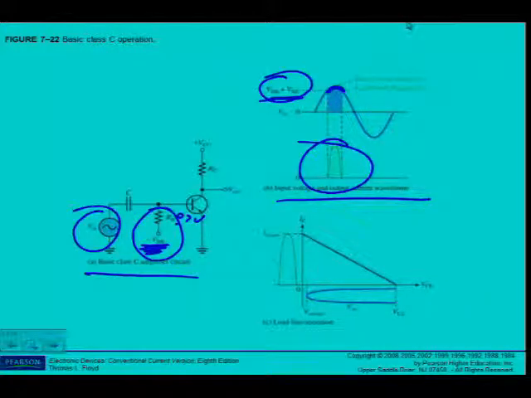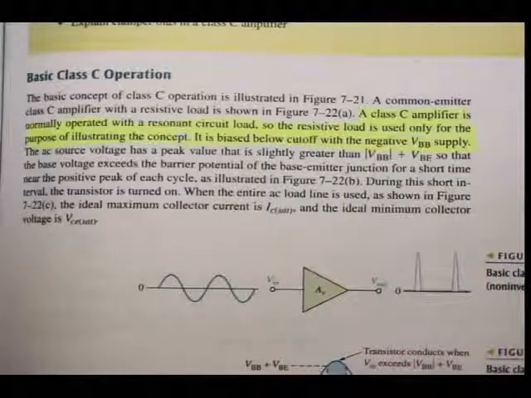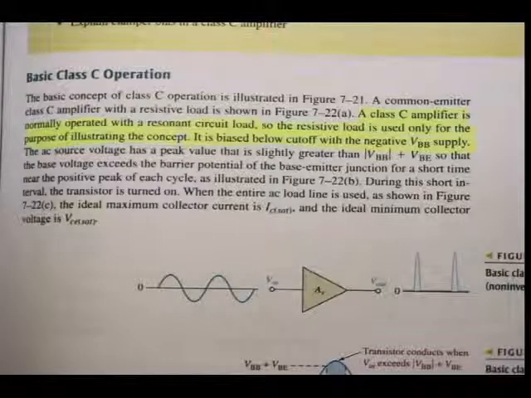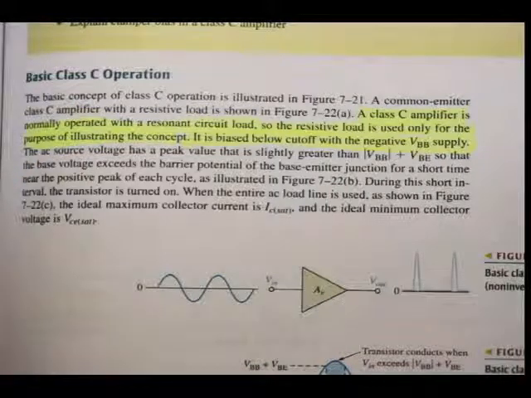So for the Class C amplifier, if we go back to the textbook, on page 341, as I've underlined there, a Class C amplifier is normally operated with a resonant circuit load, so the resistive load is used only for the purpose of illustrating the concept. It is biased below cutoff with a negative VBB supply, as we've seen in figure 7-22.